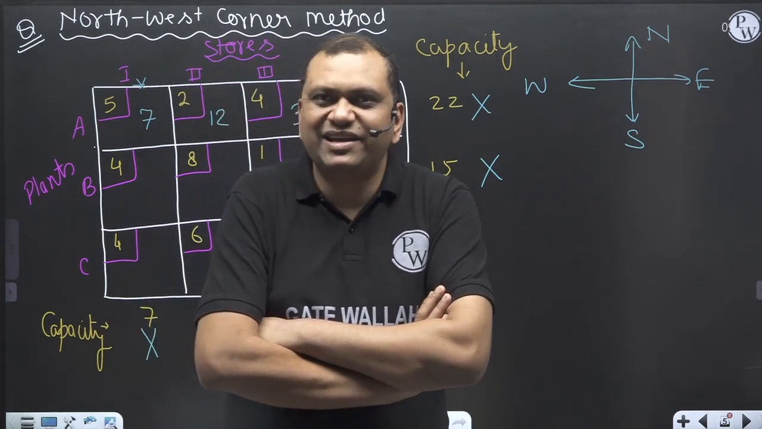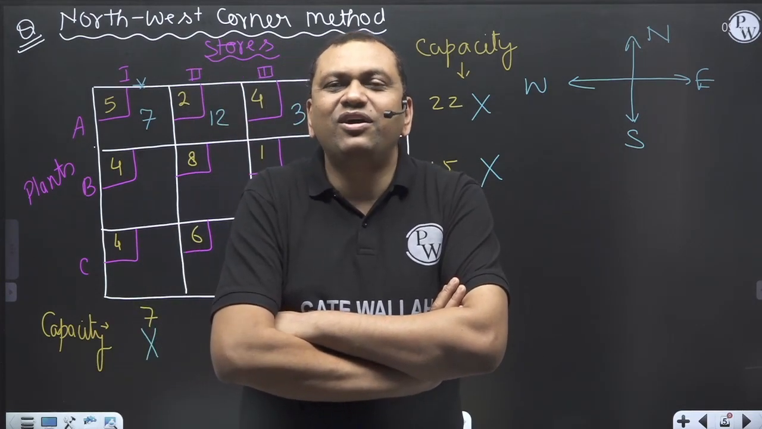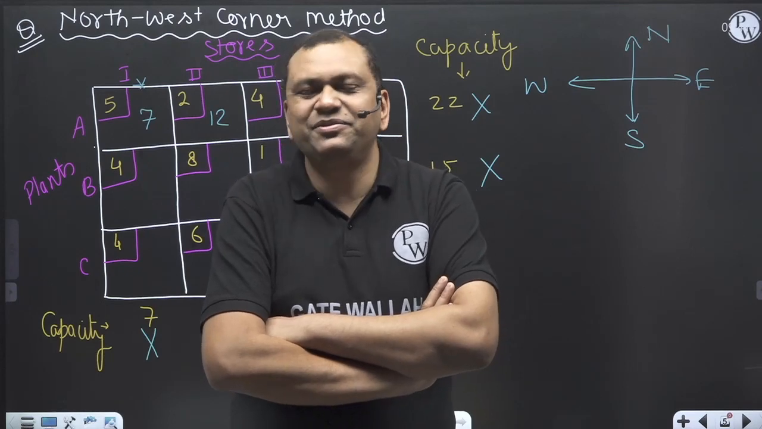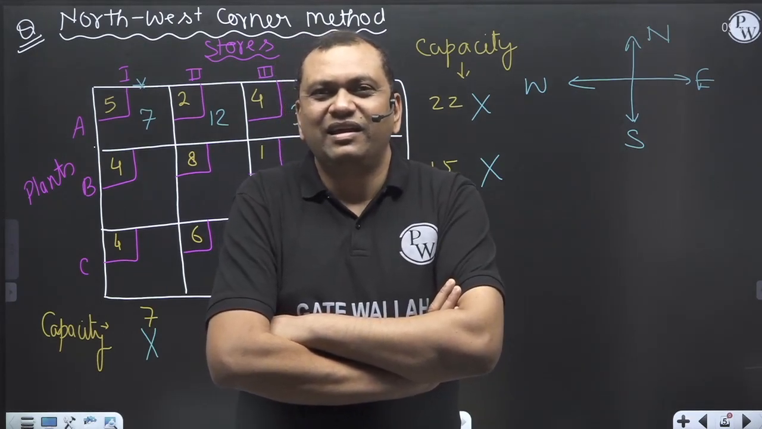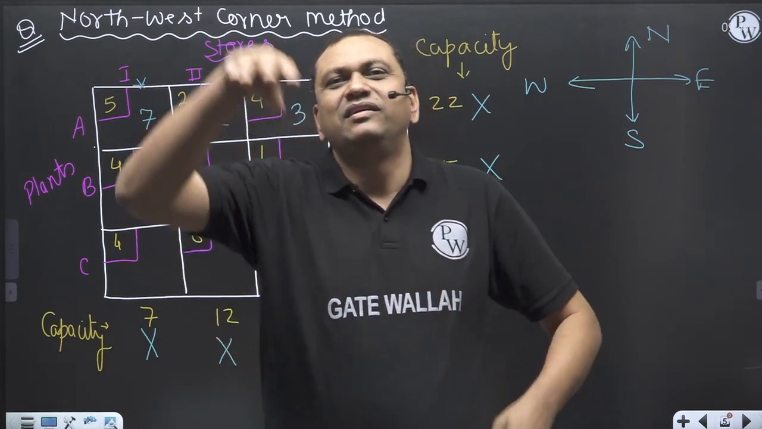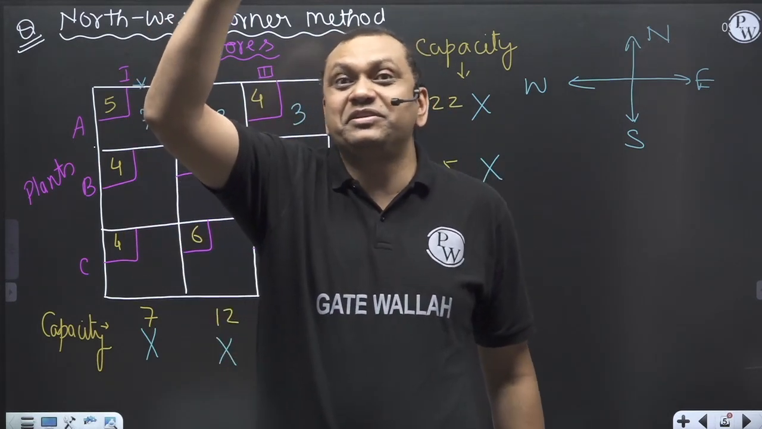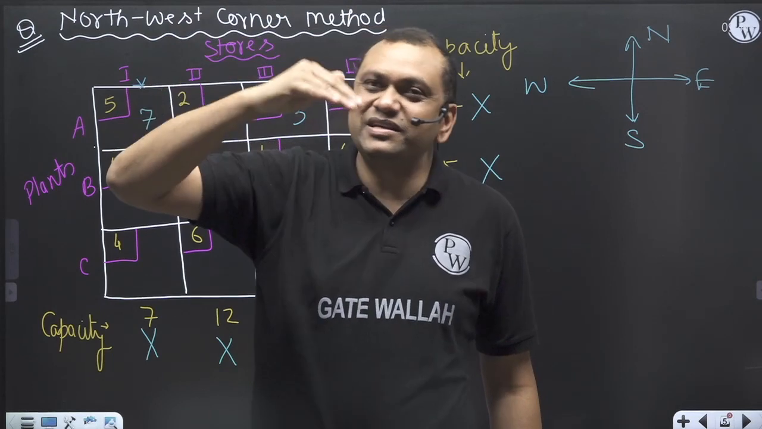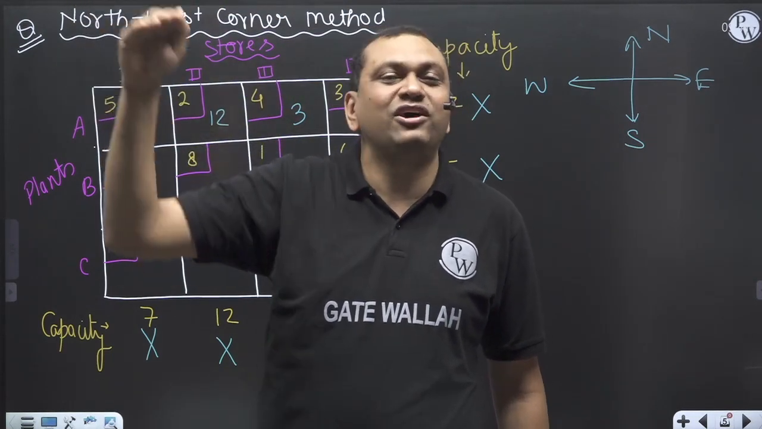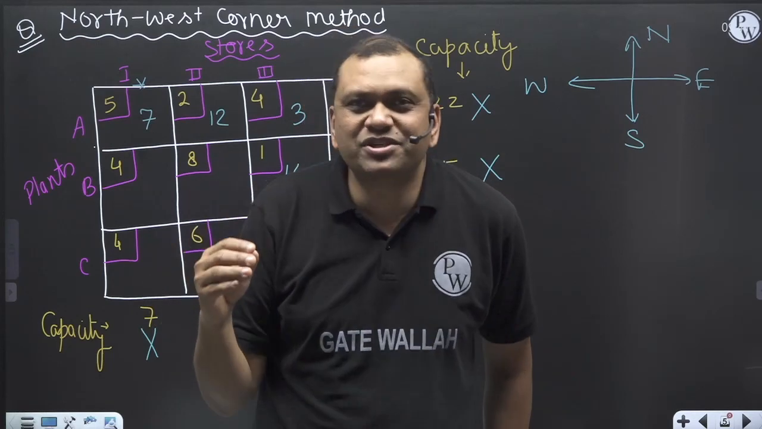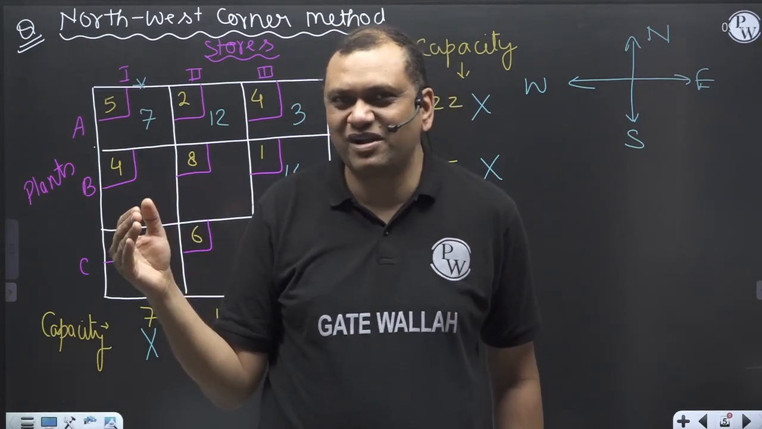Similar to simplex, northwest corner method gives you a matrix similar to the initial matrix of simplex. This solution is very, very far from the optimum. This solution is very far from optimum.